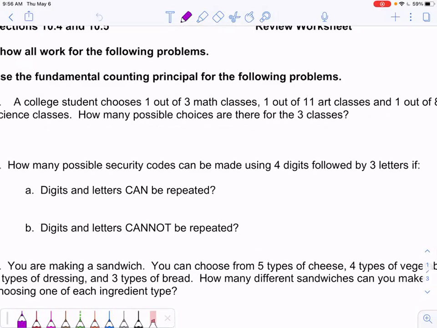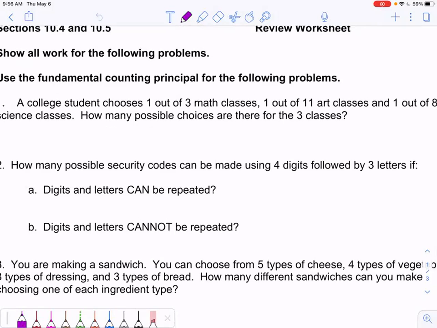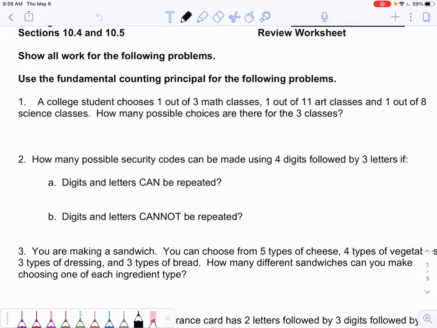Because we're only picking 1 of them, I don't have to do a combination because I'm just getting 1. I'm not taking 2 of 3 math classes, 4 of the 11 art classes, and maybe 2 of the 8 science classes. So this is just a regular counting principle where you take the 3 math choices, 11 art choices, and then the 8 science classes. So you're just multiplying them together.